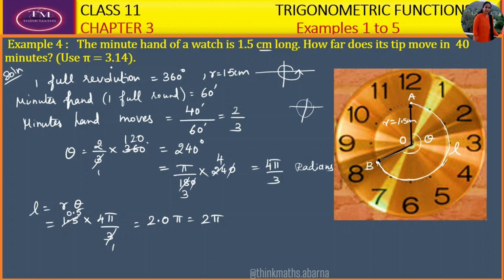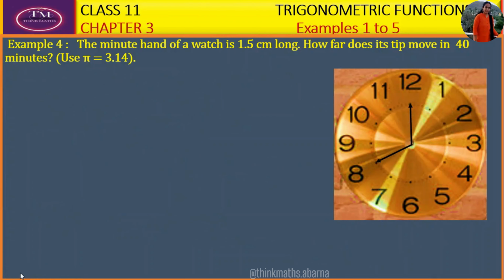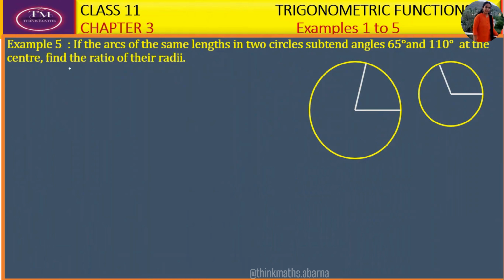Here they gave the value of pi, so we have to use it. 2 into 3.14, very simple. 2 fours are 8, 2 ones are 2, 2 threes are 6. So the answer is 6.28 centimeter. L, that is the arc length, is 6.28 centimeter. Okay children, clear? So now we will move on to the last example of this session.